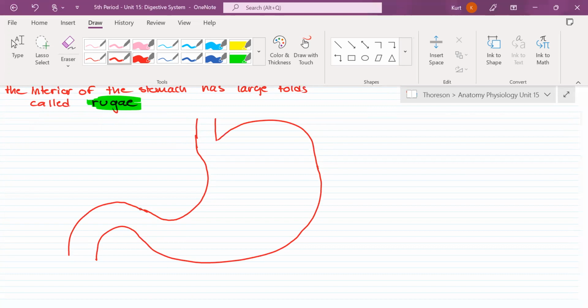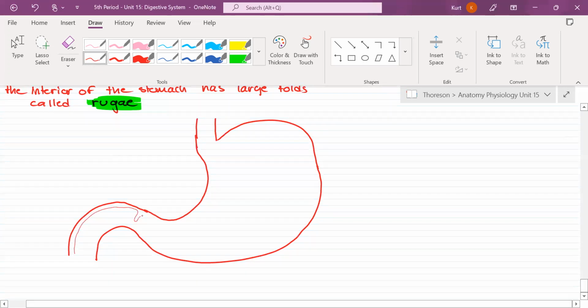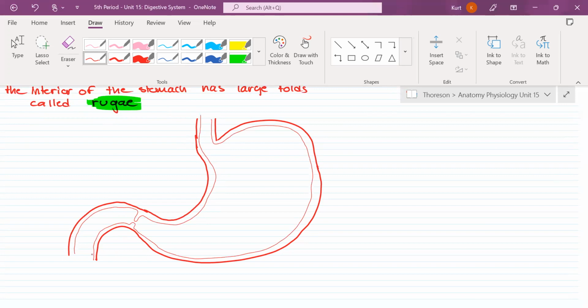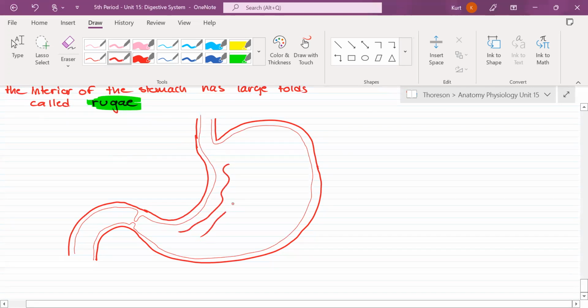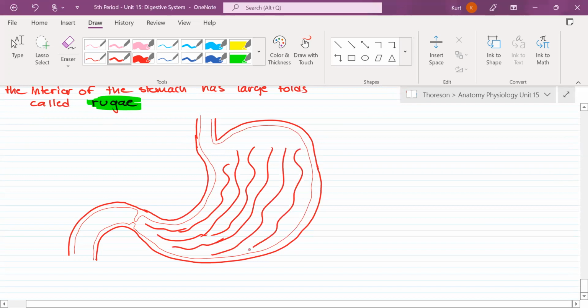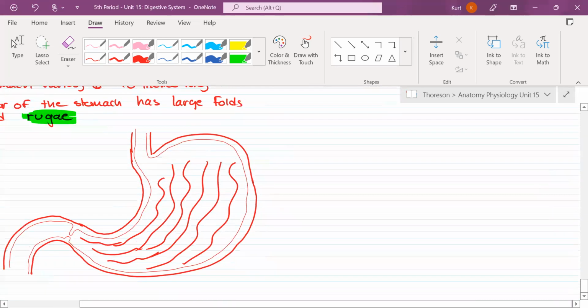There's your stomach. That's going to be the outer lining of it. And let's make ourselves an inner lining. There we go. And inside the stomach, you're going to have these long folds. This is the rugae I'm talking about. So get that drawn, and then we're going to label several parts of it, okay? We'll start in the beginning, and we will work our way all the way down.